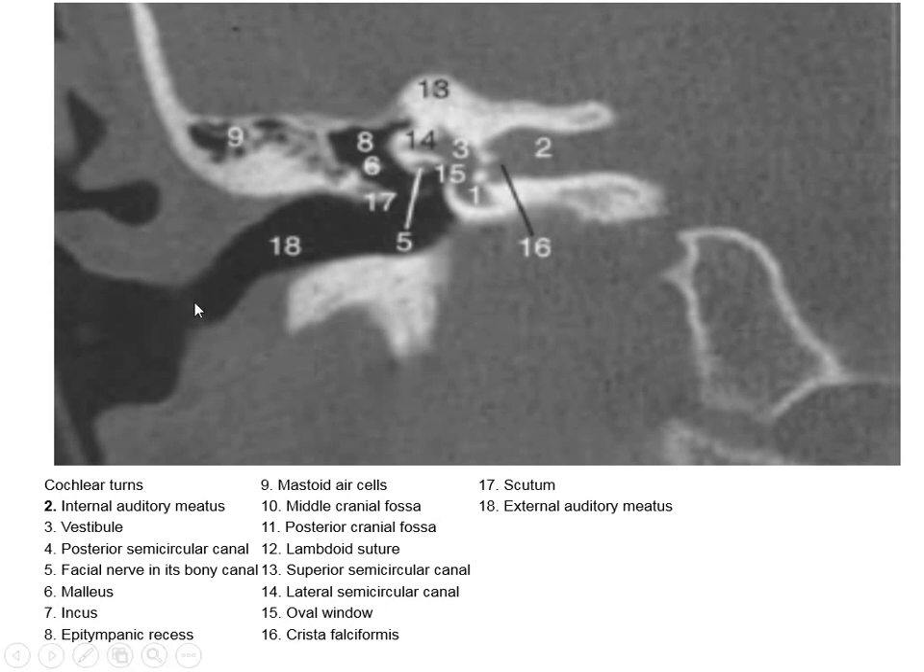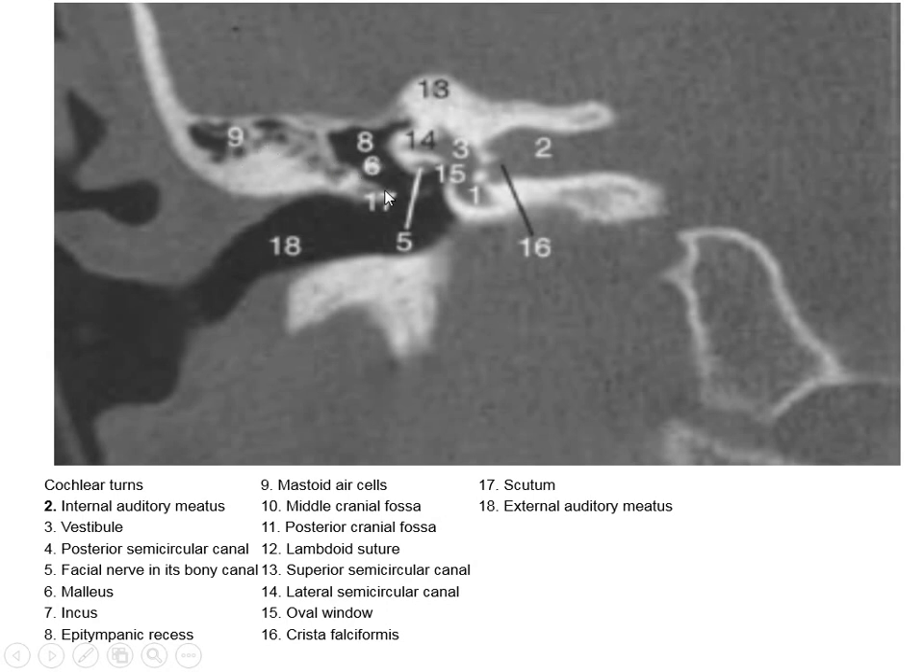On the coronal, this is the external auditory meatus, and this is the internal auditory meatus. This is the crista falciformis, and this is a turn of the cochlea. This is the semicircular canal. This is the facial nerve. And this is the epitympanic recess. This is the mastoid air cell, and this is the scutum.